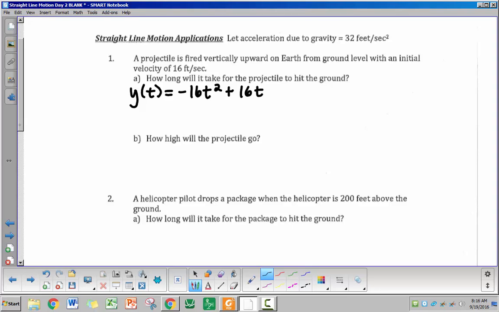Now this is asking me, how long will it take to hit the ground? The ground is a position, isn't it? Yes. What is the position on the ground? 0. So I'm going to set my position function equal to 0, and I'm going to take the liberty of factoring out a negative 16t, and then I'm left with t minus 1, right? And so it's on the ground at t equals 0 and 1. So how long will it take? 1 second.